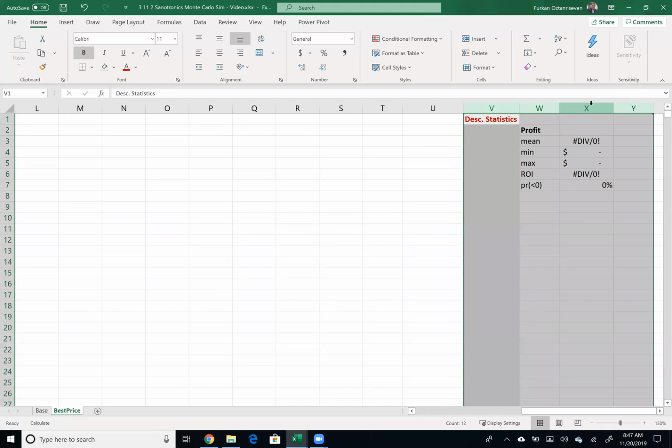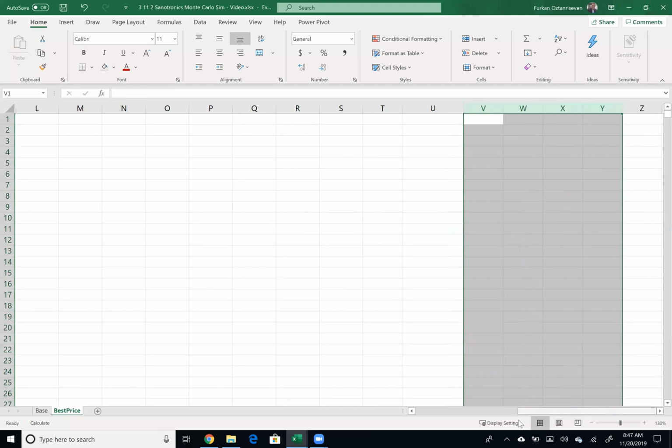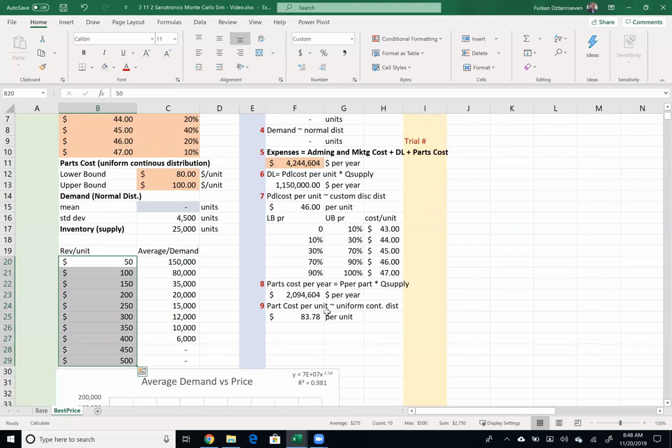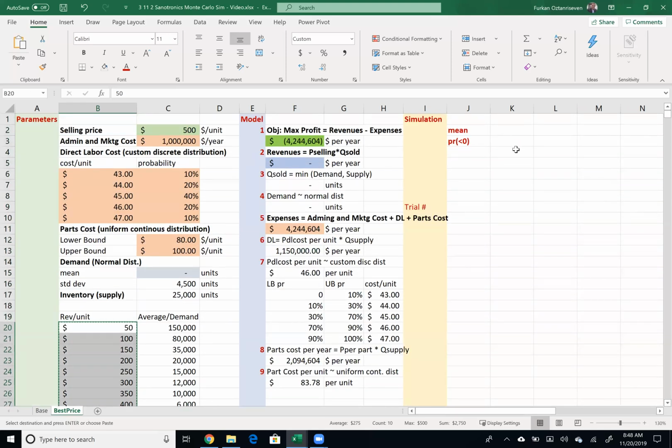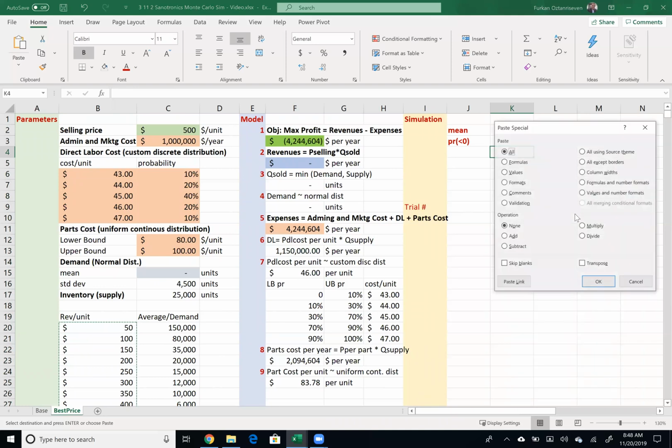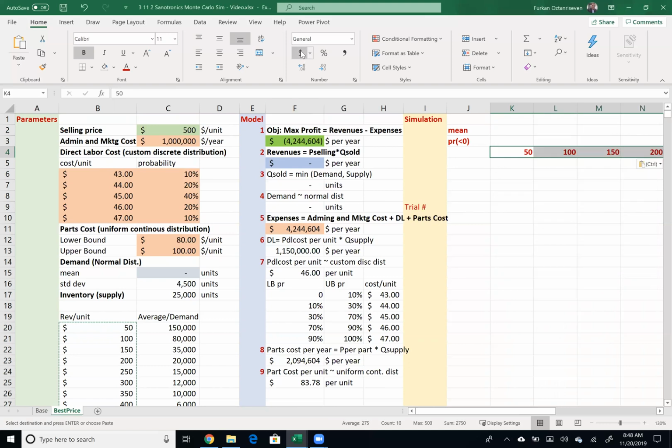I don't need this section, I could just delete this directly. So let me just calculate the mean and probability of losing money for all the price options. I will just copy these, Control C, and then paste special, and I will get values and transpose. Okay, so these are the price options that I have.